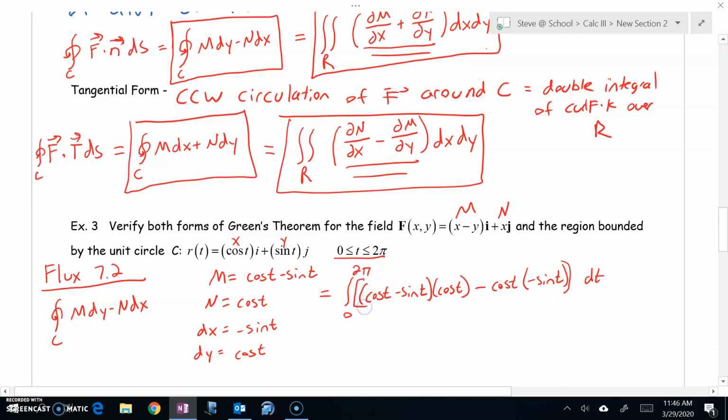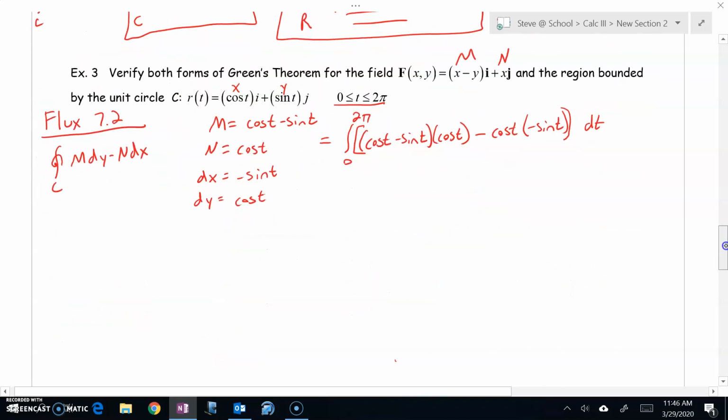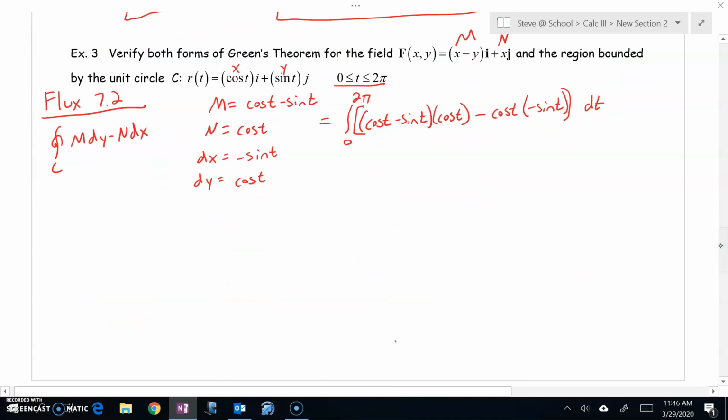Okay, so now I have to evaluate this. So we do some math. We get the integral from 0 to 2 pi of cosine squared t. And I believe that's it. Yeah, because these two cancel out. You'll have a plus sine cosine and a negative sine cosine.